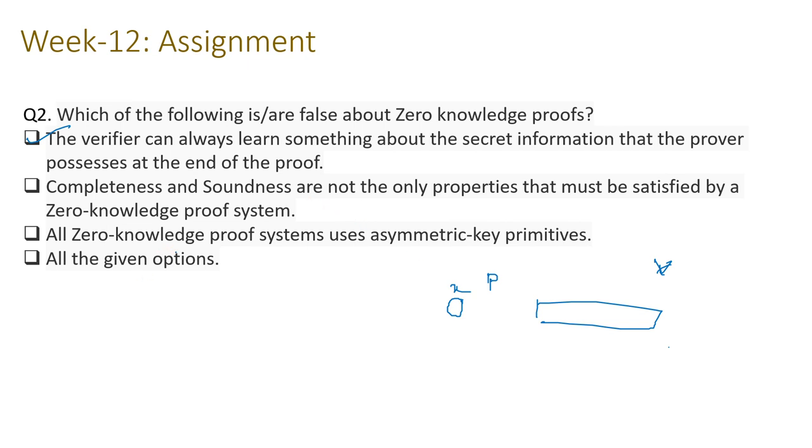The third statement says all zero knowledge proof systems use asymmetric key primitives. This is basically wrong. For example, you can search for zero knowledge proof systems that you can achieve using symmetric key primitives, but it is possible to build them. So this statement is wrong.